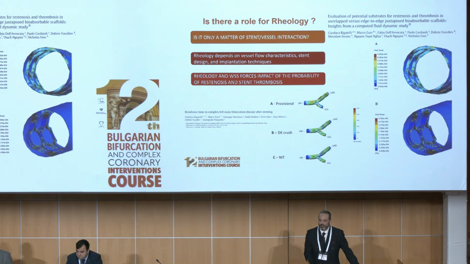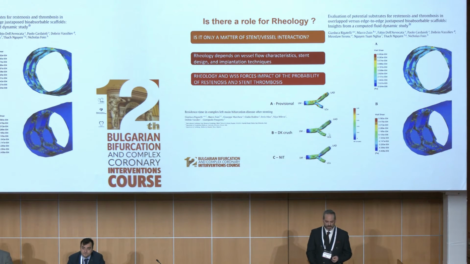But there is a role for rheology. Is it only a matter of stent-vessel interaction, or is it also a matter of local vascular rheology? When we put a stent inside a vessel, we disrupt the usual physiological pattern of flow. It means that from a fluid-dynamic point of view, we usually disrupt the physiology of the vessel. Rheology and wall shear stress forces impact on the probability of restenosis and also stent thrombosis.